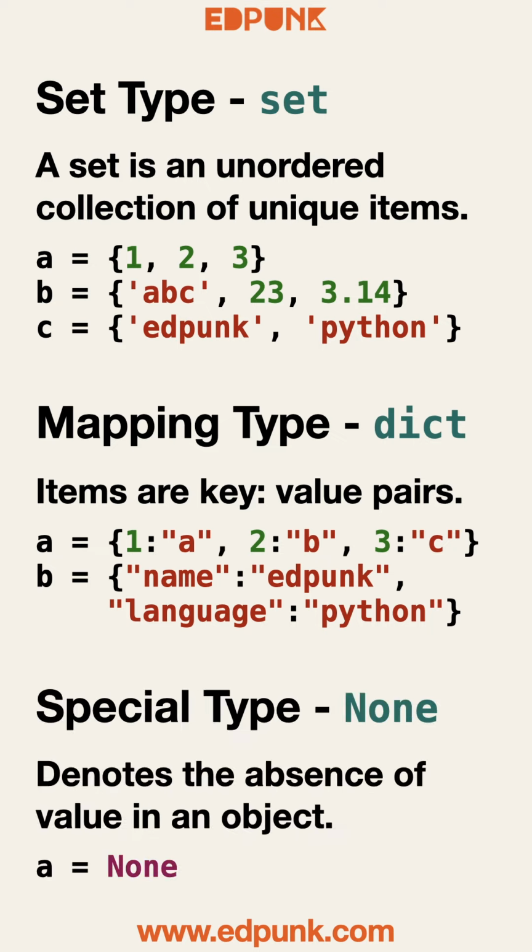Finally, there is a special data type in Python, None. It is used to denote the absence of value in an object, something similar to null value in other programming languages. It is neither 0 nor False, as these are definite values, whereas None implies nothingness.